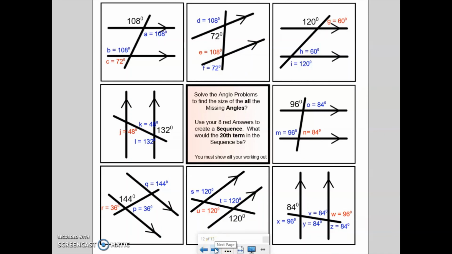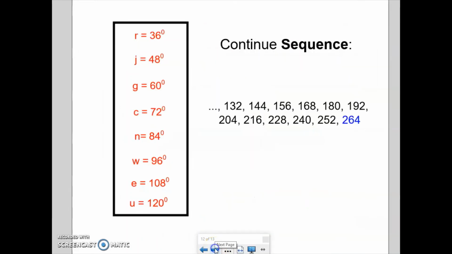Once you take your 8 answers, place them in order from smallest to biggest, you'll see that we are creating a sequence that is going up in 12s. The 20th term of that sequence would be the number 264. You can complete the problem solving element like I've done here by extending the sequence, or you may have used the nth term formula.